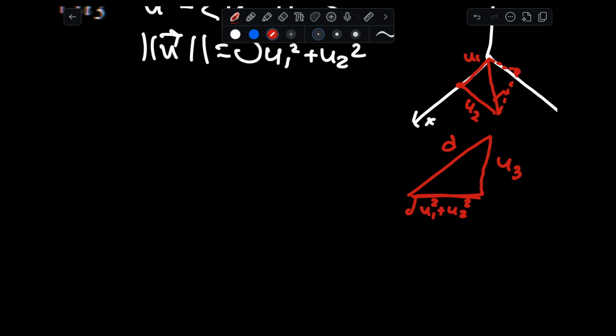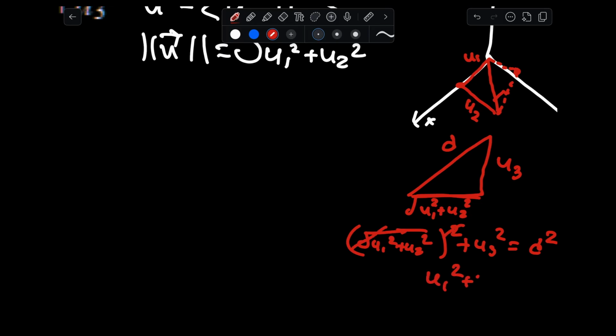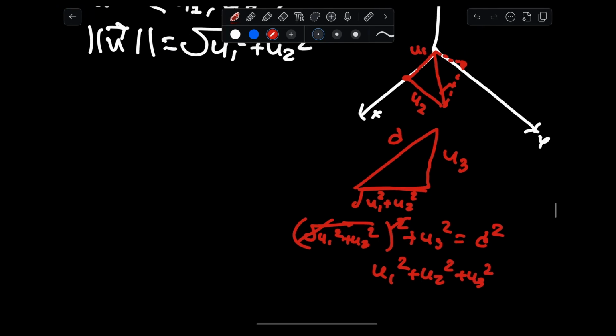We just use the Pythagorean theorem, and we say that the square root of u1 squared plus u2 squared, squared, that whole quantity plus u3 squared equals d squared. So then we have the square and the square root cancel. It's going to be u1 squared plus u2 squared plus u3 squared equals d squared. Just cancels.